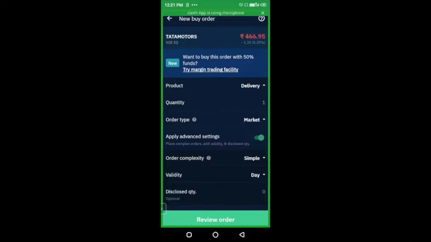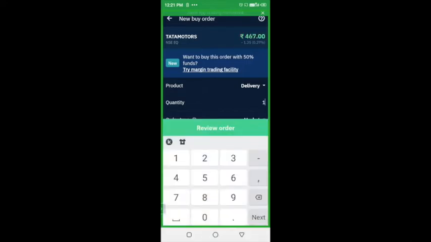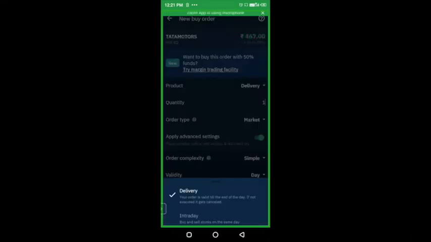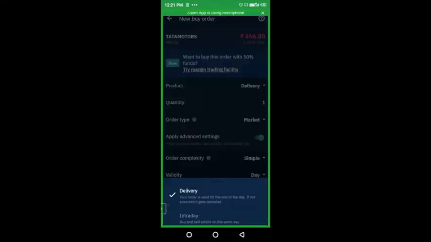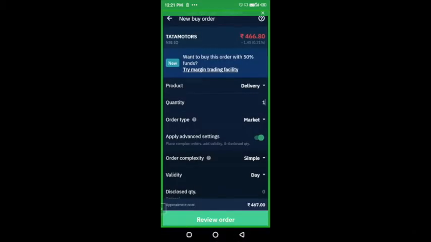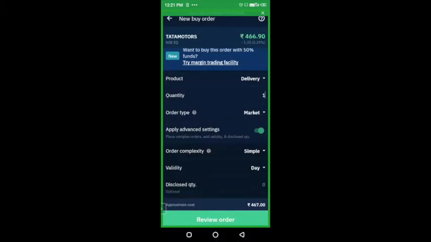After I mention the quantity, delivery means you are buying and holding it for 1 or 2 days, or even for long term investment, so you have to select delivery. If you want to do intraday trading, you will have to select intraday. But you are into investment, so you can leave the page as it is. By default it is the details for investment, so you need not change anything. You just mention the quantity and click review order.